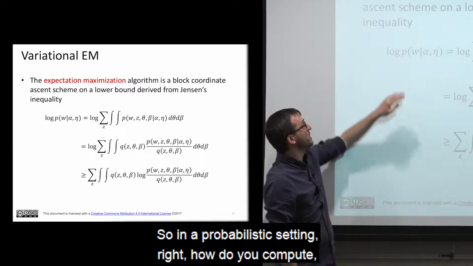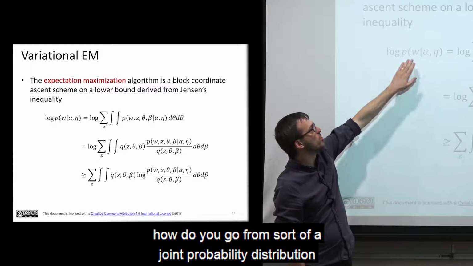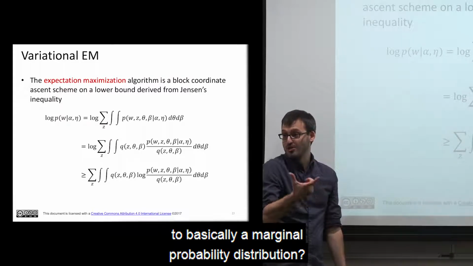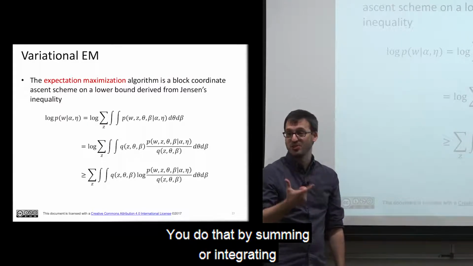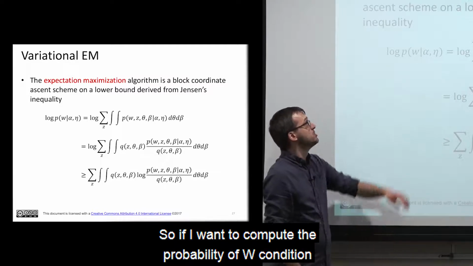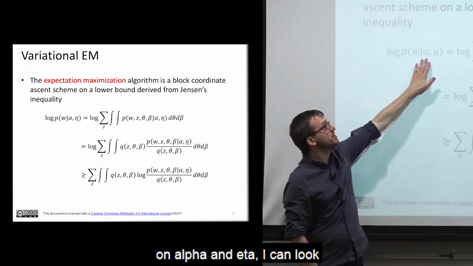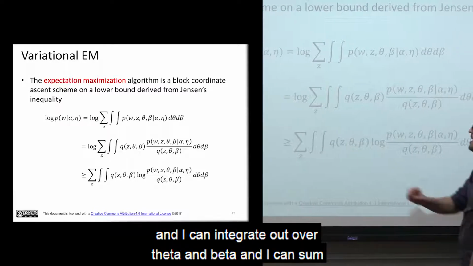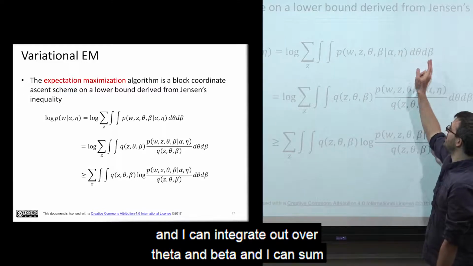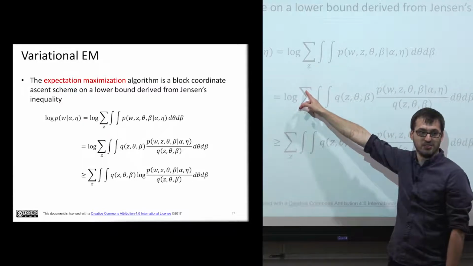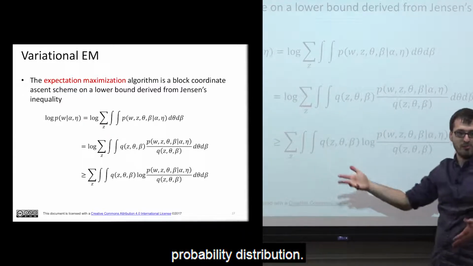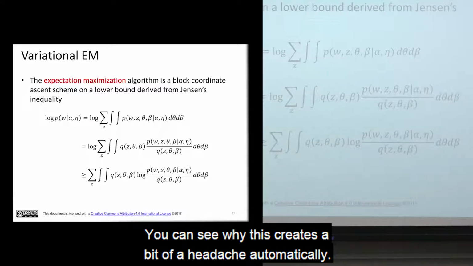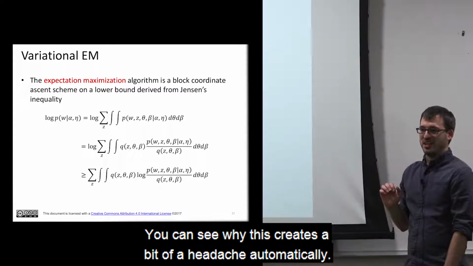So in a probabilistic setting, how do you go from a joint probability distribution over random variables to a marginal probability distribution? You do that by summing or integrating out the remaining variables. So if I want to compute the probability of W conditioned on alpha and eta, I can look at that joint probability distribution that we wrote down, and I can integrate out over theta and beta, and I can sum over all the different possible z values. Right? That's how we compute the marginal probability distribution. That's literally the definition of this object. You can see why this creates a bit of a headache automatically.